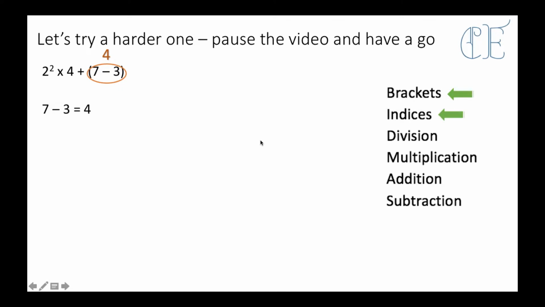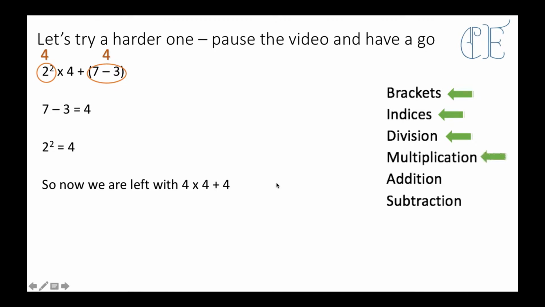Then we need to do our indices section, and our indices section is this 2 squared. That's our indices, these powers or square roots. So 2 squared means 2 times 2, which is 4. So I can change that to 4. Then I'm just going to write it out again because we end up with 4 times 4 plus 4. I've just written it out so it's easier to read. We've got no division, and now we can do our multiplication section. 4 times 4 is 16, and then we've just got this add 4 on the end. So 16 add 4.